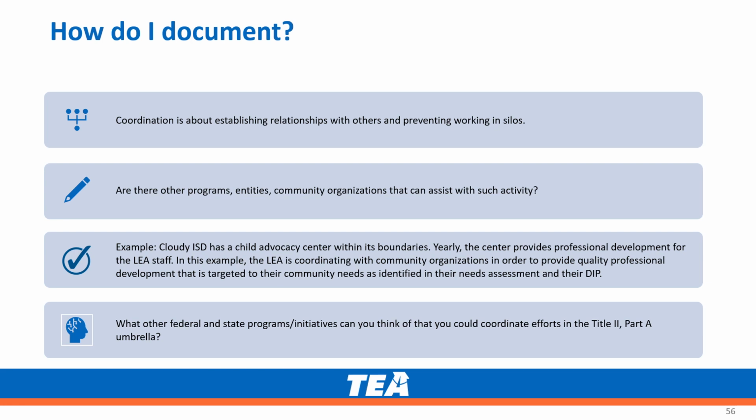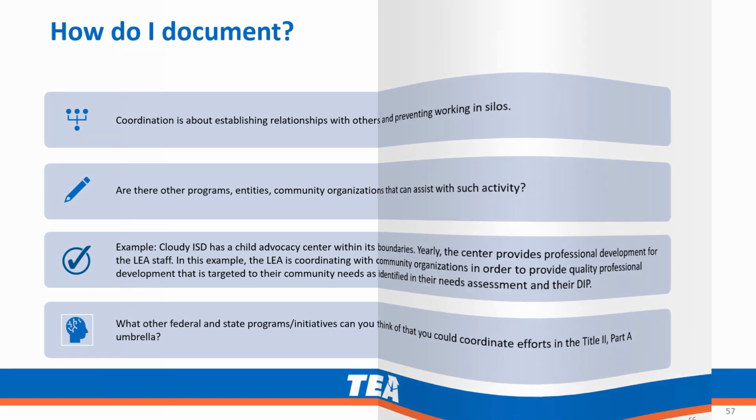For example, Cloudy ISD has a child advocacy center within its boundaries. Yearly, the center provides professional development for the LEA staff. In this example, the LEA is coordinating with community organizations in order to provide quality professional development that is targeted to the community needs as identified in the needs assessment and their DIP. Reflect, what other federal and state program initiatives can you think of that you could coordinate efforts in the Title II Part A umbrella?